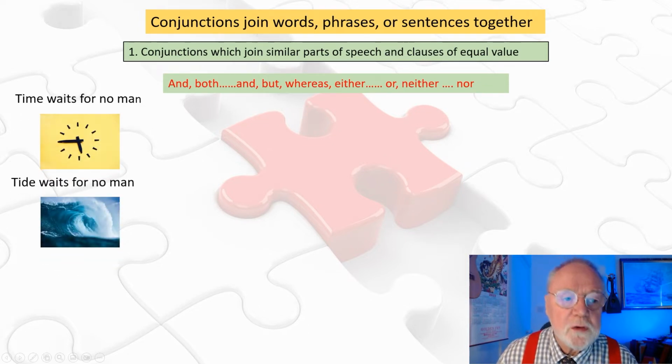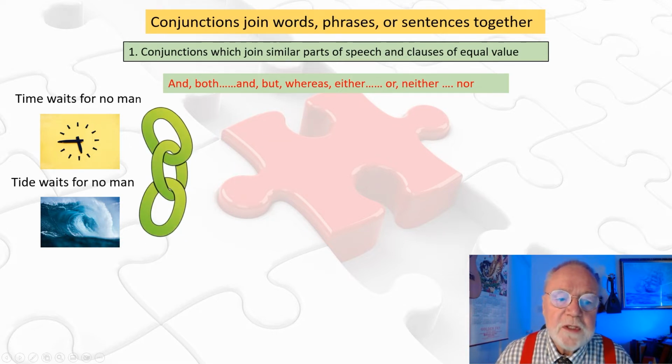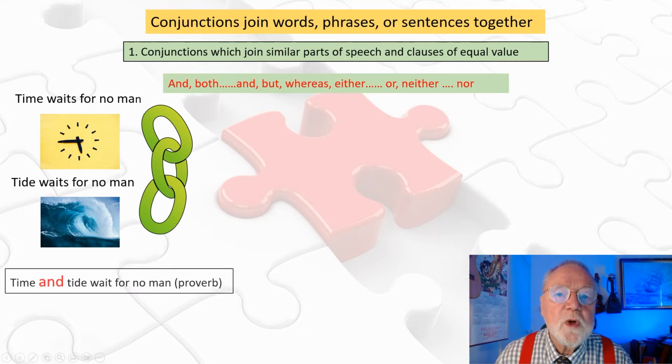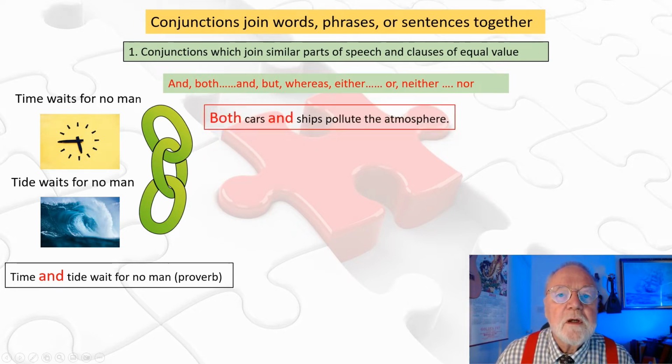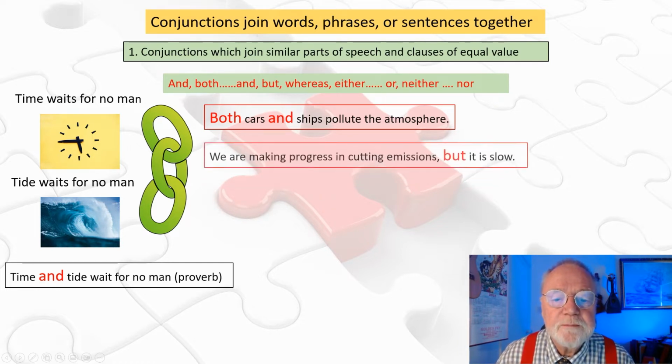If we have two clauses, like this for example, time waits for no man, tide waits for no man, we can simply join them together with the word and. Time and tide wait for no man, which is an Old English proverb. When we use both and, we can join two nouns very conveniently together to give a more complex sentence. Both cars and ships pollute the atmosphere.